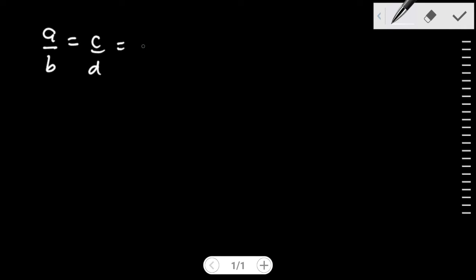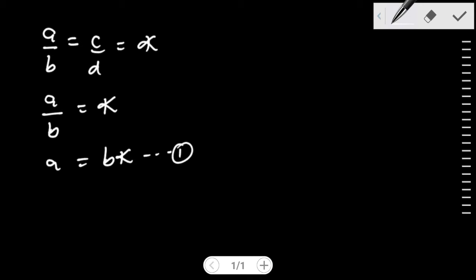With the ratio theorem, for example, if I have A over B equals C over D, this equals K. So I know that A over B equals K, and out of that I can make A equal to BK. I take this as equation 1. At the same time, I take C over D equals K, and therefore C would be equal to DK.